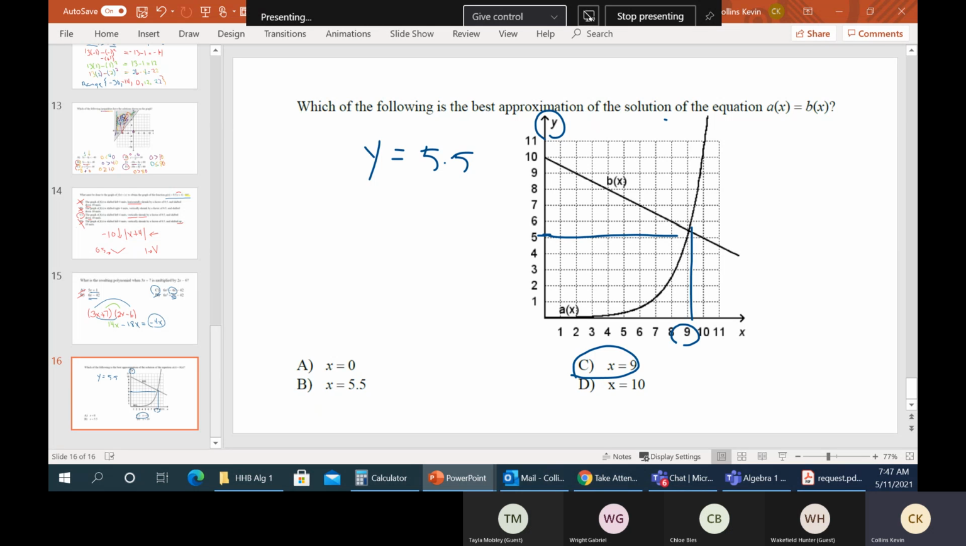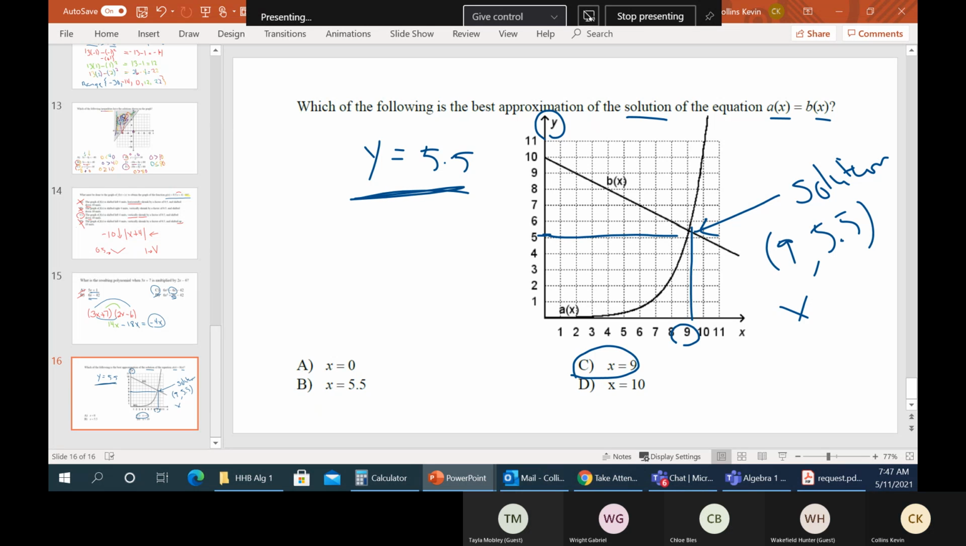So anytime they want the solution of two graphed equations, we're talking about the intersection. So the solution is right here. Okay. And that solution is going to be an x value and a y value. In this case, it's going to be 9 and 5.5. Good. And in this case, they want to know the x. Now, if they wanted to know the y, then it would have been 5.5. And of course, they were nasty enough to put that in there, right?